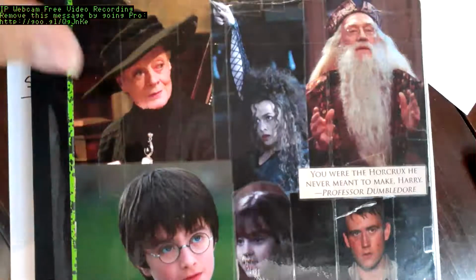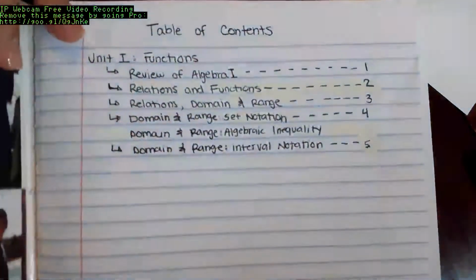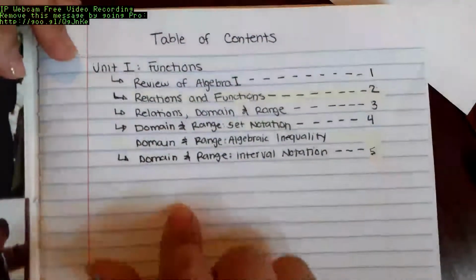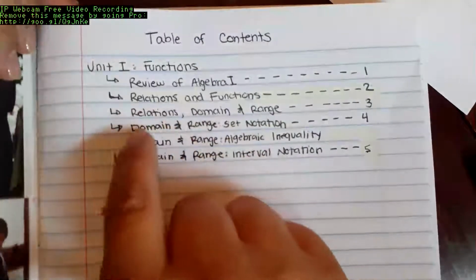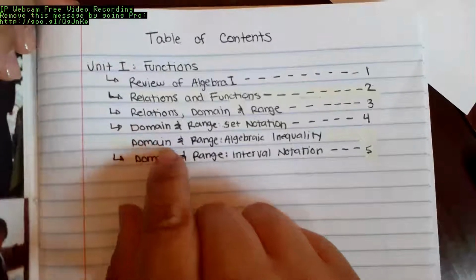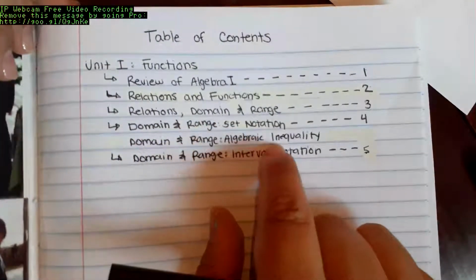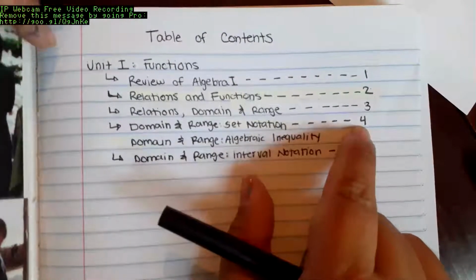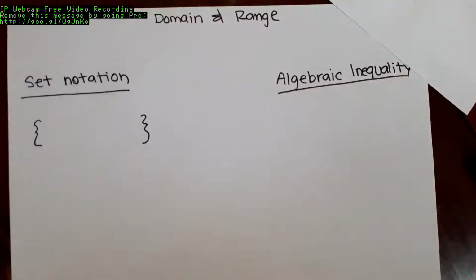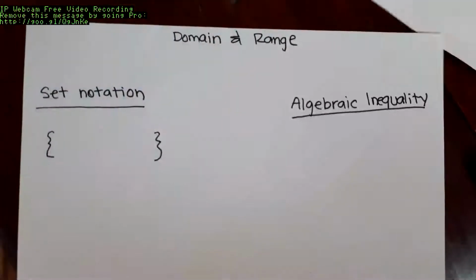Hey everyone! So we've been talking a little bit about domain and range. So we're going to go ahead and go into the notation of domain and range. So I've labeled right here in my notebook, domain and range. We're going to be going over set notation and algebraic inequality. So for me, it's going to be on page 4. But for you all, it may be a little different depending on how many notes you've taken. So let's go ahead and get started.